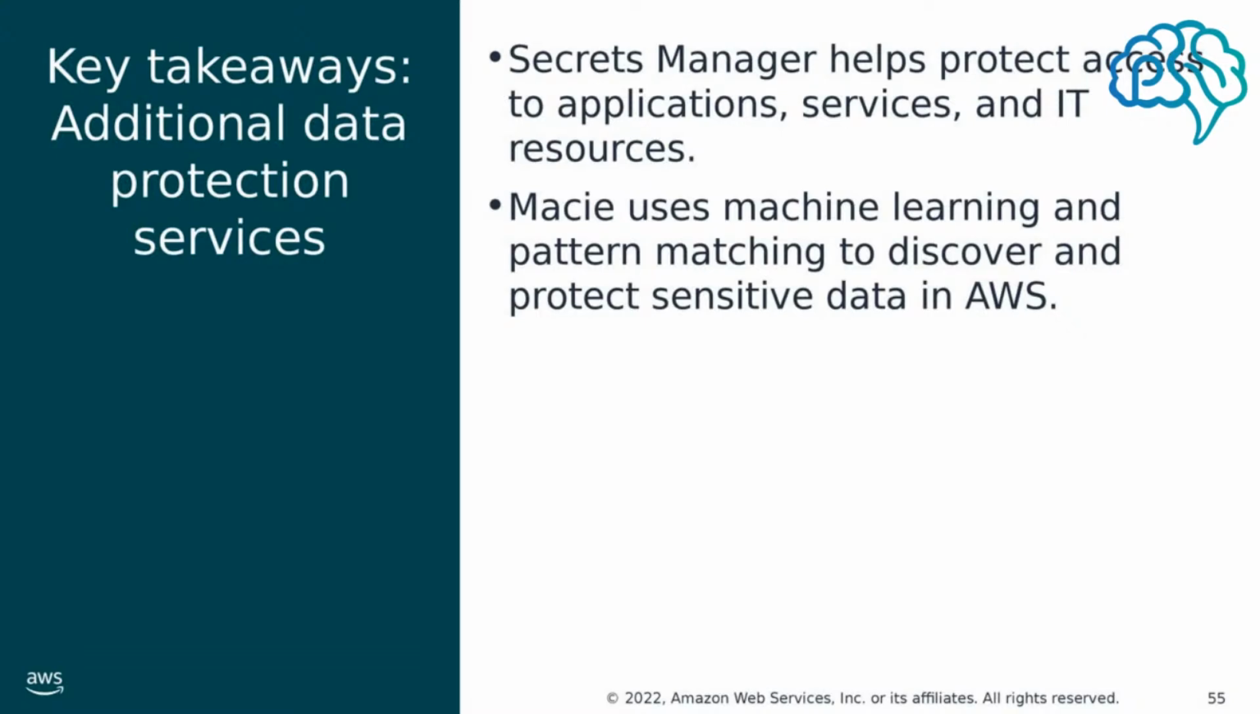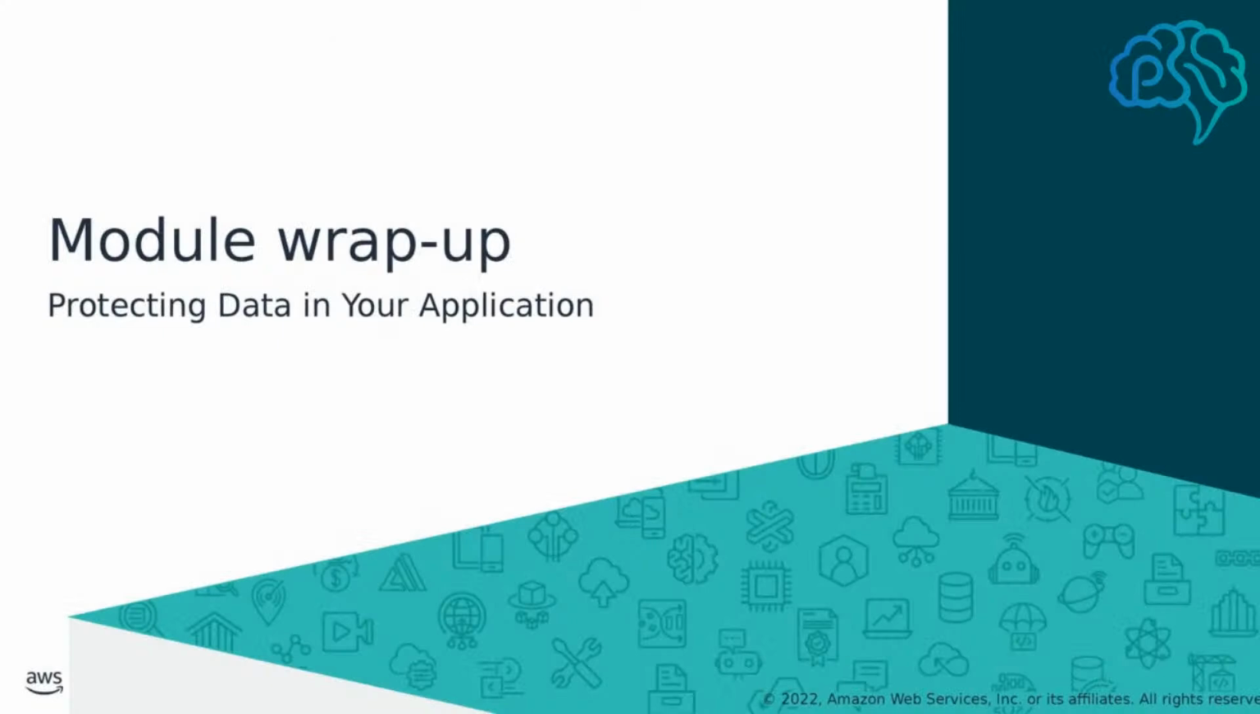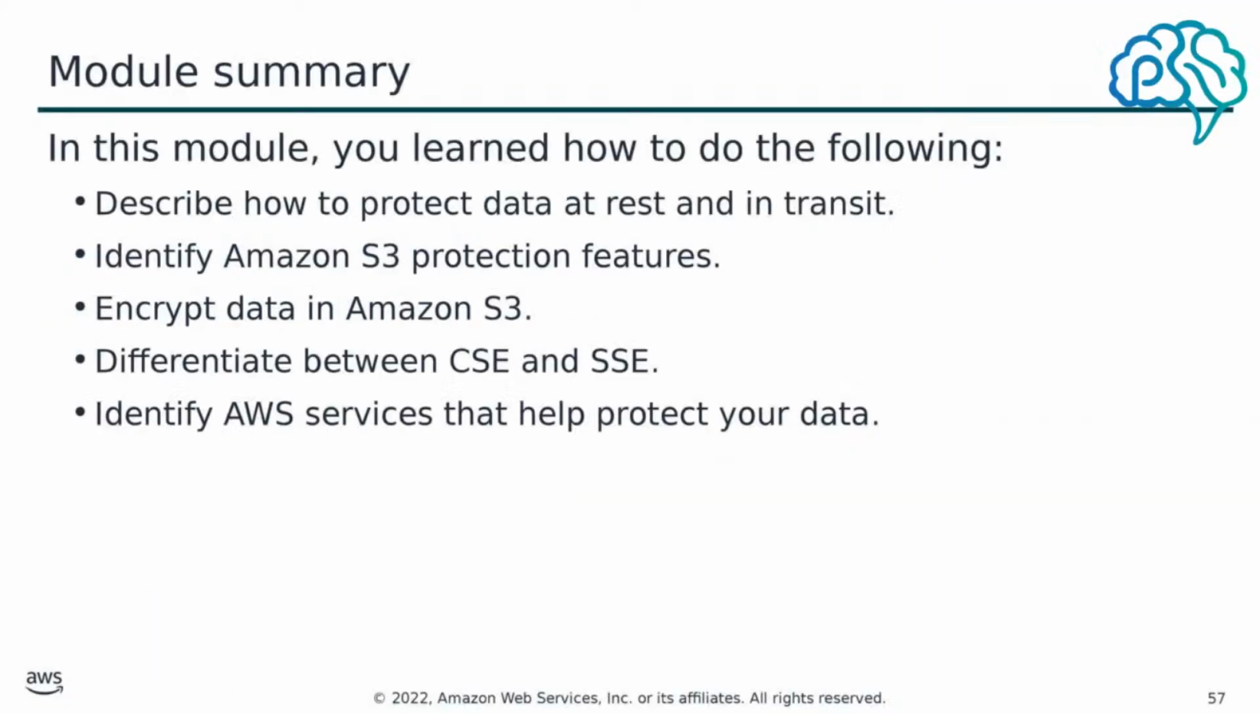So let's go ahead and wrap up this section here and talk about what we covered. So we talked about S3 protection, encrypting data in S3, and how to differentiate between CSE and SSE, and identify AWS services that help you protect your data. So really that's it in a nutshell.